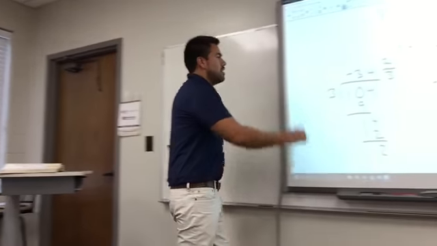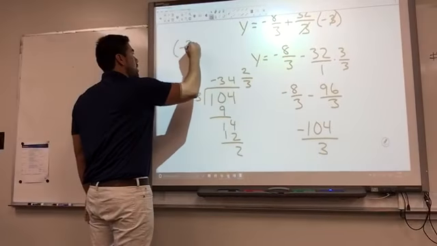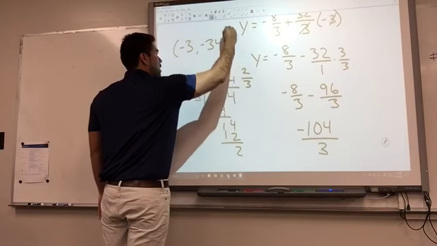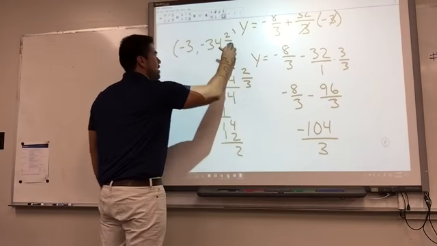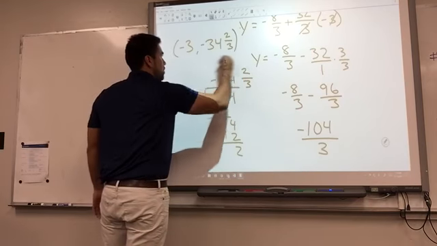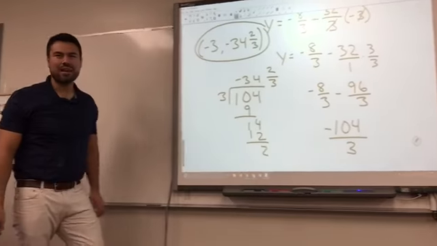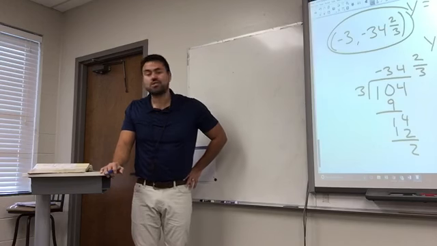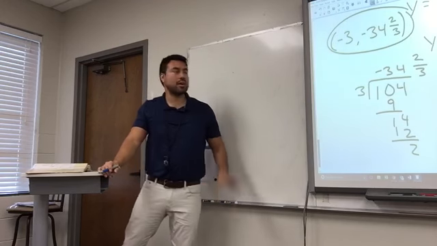-3 and -34 and 2/3. Oops, I wrote it wrong. That would be my ordered pair. Can you graph that, though? We haven't done that. Can you graph it? Yes, you can graph it, but we're not going to do it. Okay, so you're done with 39.